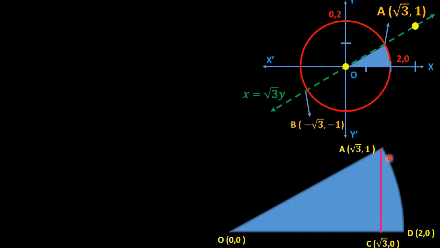because this point and this point are at the same distance from the origin along the x-axis, so it will be root 3, but this point is on the x-axis, so the y coordinate will be 0. In this way we divide the whole area into two parts. So we need to calculate the area separately by taking the vertical stripes here. So these are the vertical stripes.